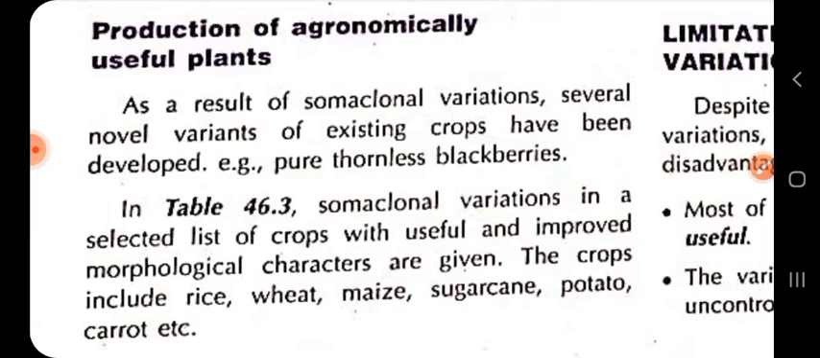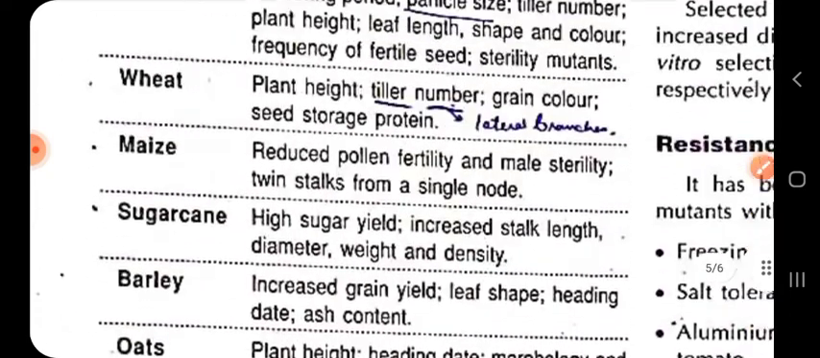For example, pure thornless blackberries have been produced. Several crops have been grown having this type of desirable traits, and crops induced include rice, wheat, maize, sugarcane, potato, carrot.